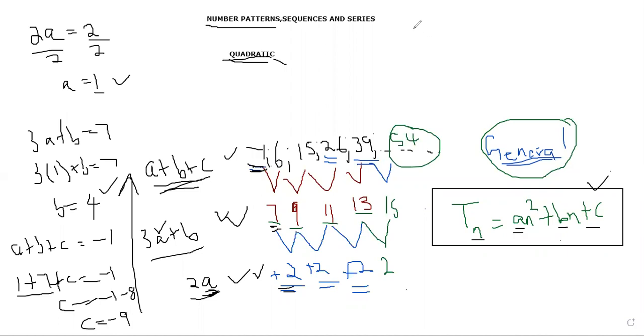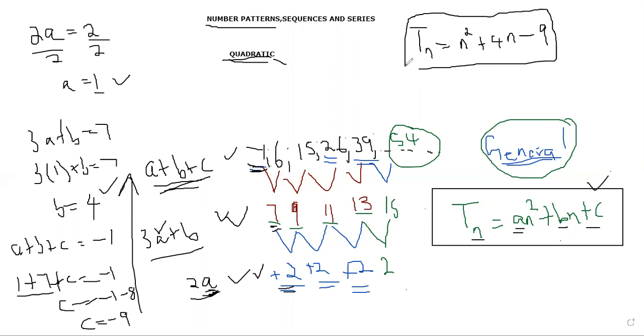Then from there you substitute, right? So n must remain the same. So Tn is equal to, what is your A? Your A is 1, right? So we can't put 1 there, we write it as n to the power of 2. And then plus b, our b is 4, right? So we just write plus 4n. And then our c is -9, and then we just write -9, right? So this is the general formula. If they say find the general formula, this is the formula they want, right?